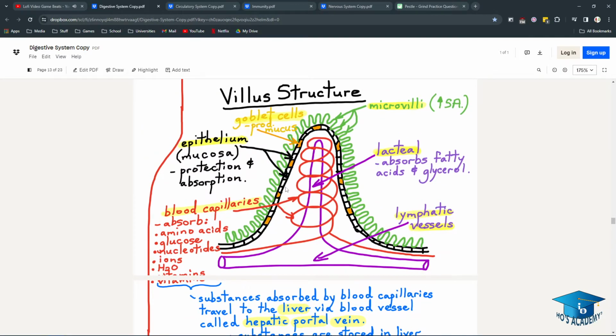So this is the epithelium, which is this coating, also known as the mucosa. It's known as the mucosa because it's embedded with these goblet cells that produce mucus for lubrication, once again.